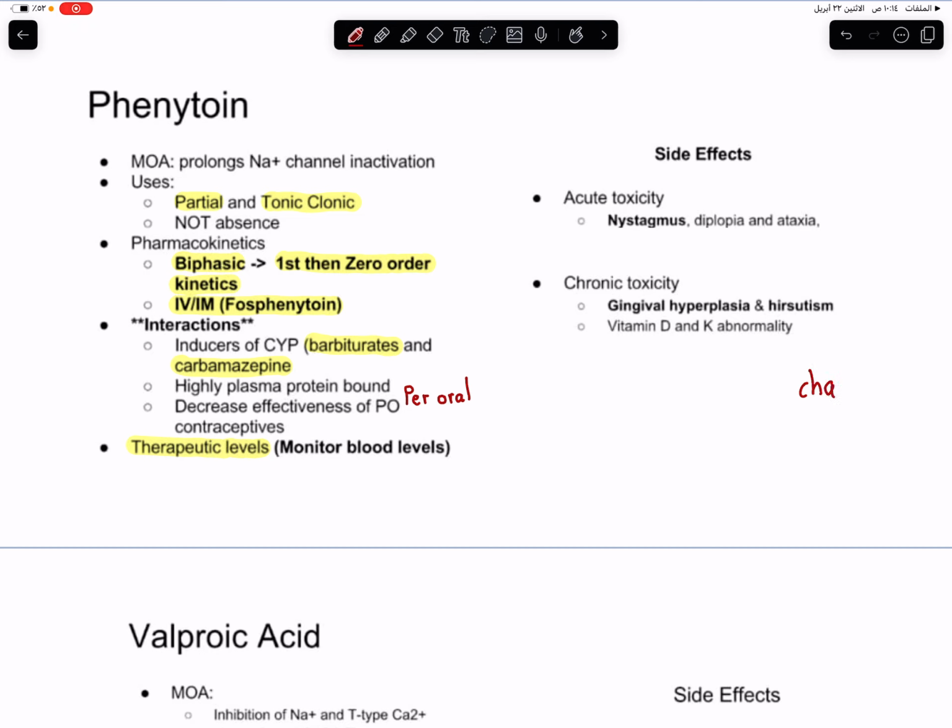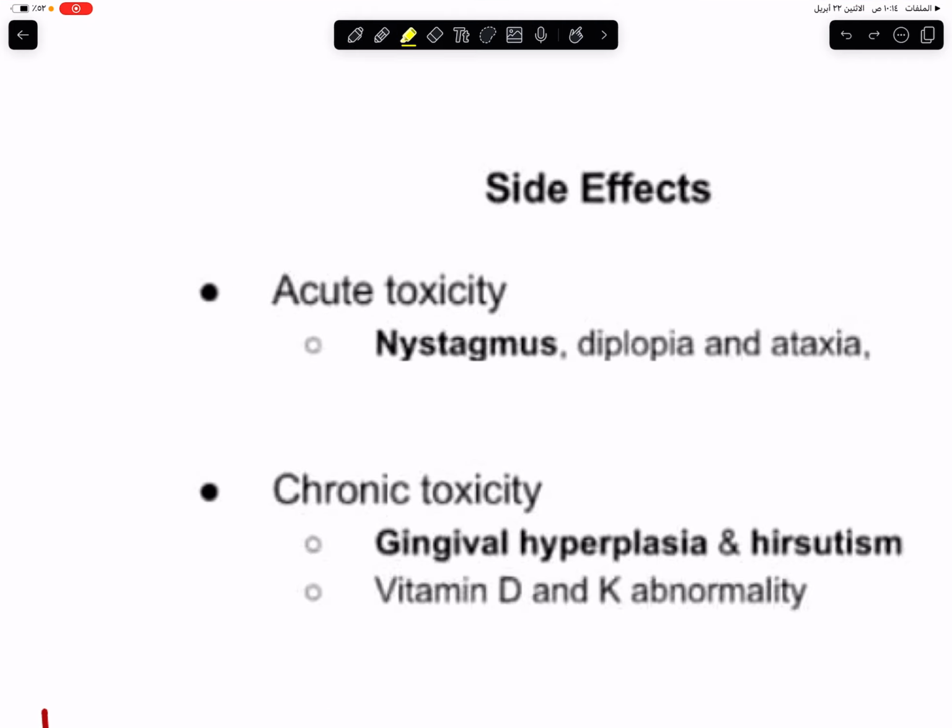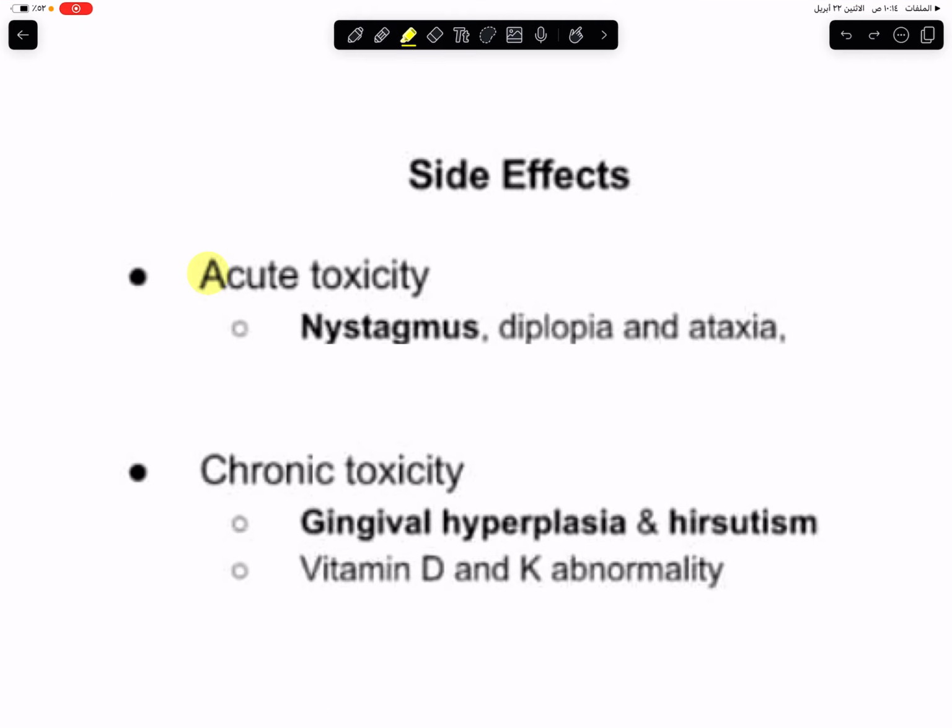Side effects: acute toxicity and chronic toxicity. Acute toxicity means it starts within 1 week, and the patient will come back to you complaining, doctor, I have these problems. One is called nystagmus, second one is called diplopia, and third one is called ataxia. Nystagmus means involuntary movement of the eyes.